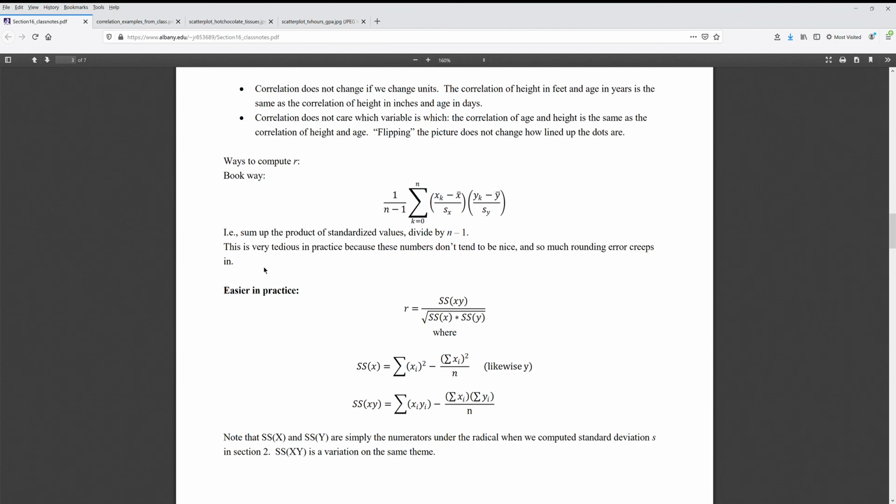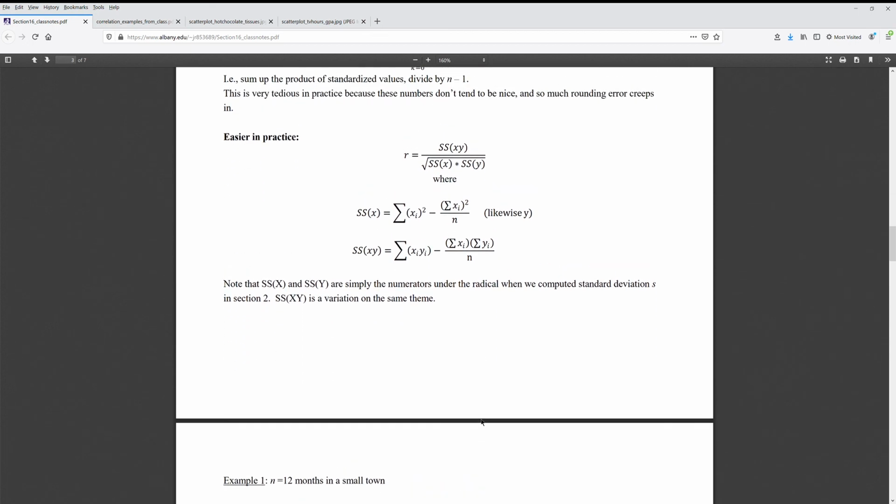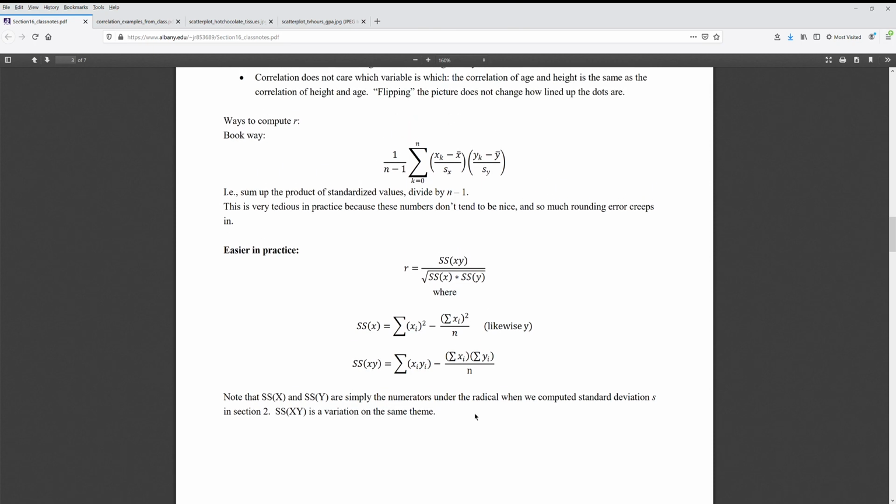We'll do some examples. Note that SSX and SSY are simply the numerators under the radical when we computed standard deviation back in section 2. SSXY is, yes, just another variation on the same theme. So there is the theory, and I'll do a couple of practice examples in the next video.